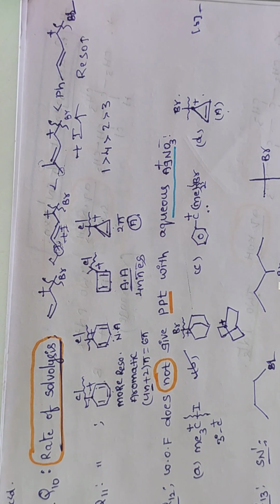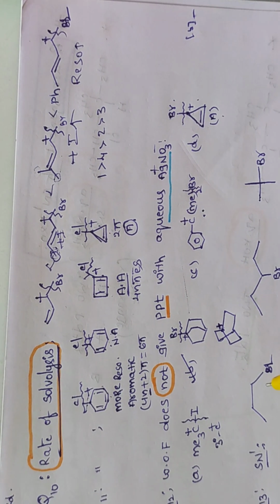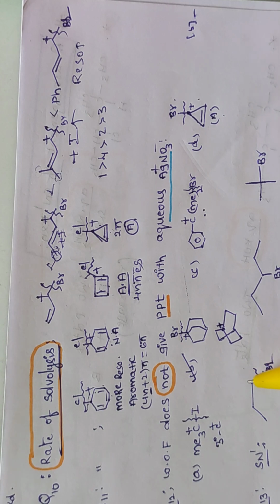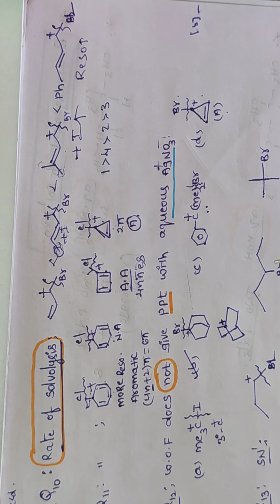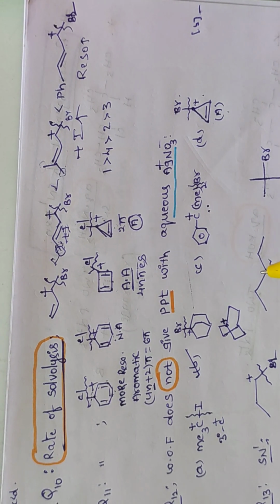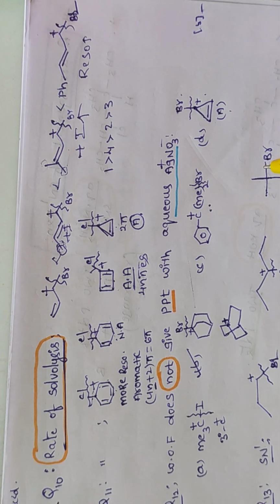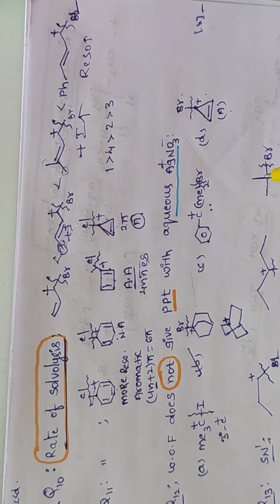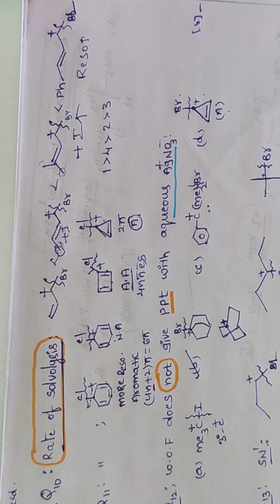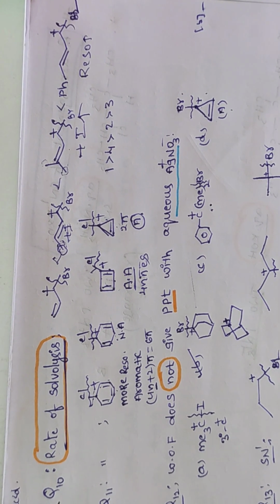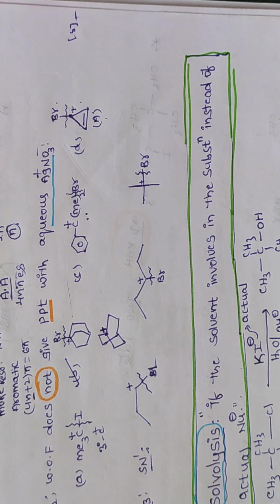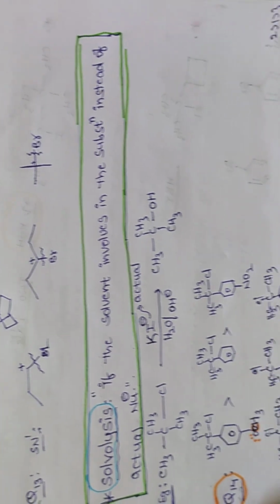Next, which of the following is undergoing an SN1 reaction? Now break the carbon halogen bond. This is the 1 degree carbocation. Break the carbon halogen bond. This is the 2 degree carbocation. Break the carbon halogen bond. This is the 3 degree carbocation. The more the degree of the carbocation, the more the stability, in the order of an SN1 reaction. So therefore the third compound is highest.